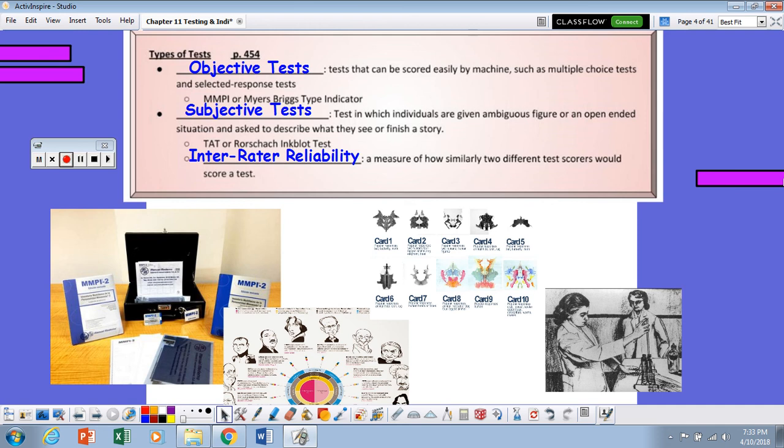Inter-rater reliability. This is a measure of how similarly two different people would score a test. So if we have two people scoring a test and their scores are roughly the same, we would say that there is inter-rater reliability.